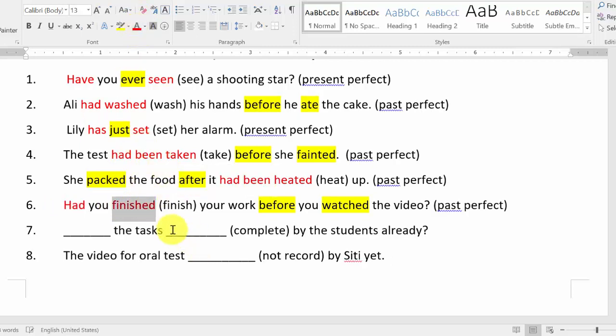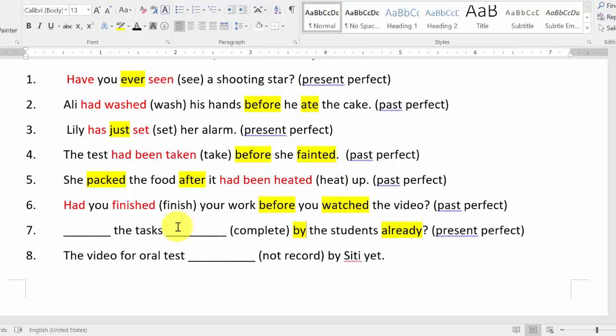Okay. Next one, number 7. The task complete by the students already. So keyword here, "already." Okay, you have "already" here. It shows that this should be a present perfect sentence. Present perfect tense. You have "by the students," so it is a clue for you, shows that it should be a passive sentence, passive voice. So present perfect tense, passive voice, your format should be has or have plus been plus PP.